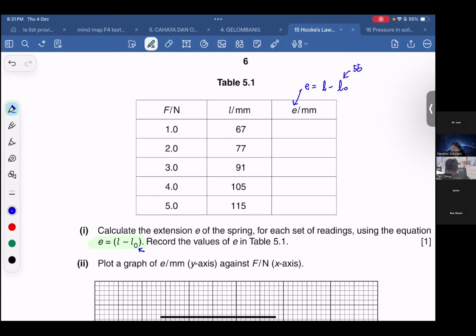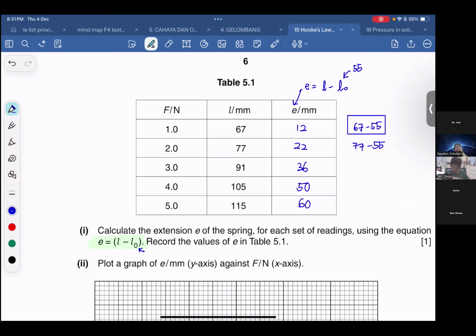Remember L0 is a constant value, the unstretched length. Just now we calculated 55. So this one, L is 67 minus 55. Of course, in the exam you no need to write. Right now I write because I want to tell you. So this answer should be 12. Then this one, 77 minus 55, you should get 22. Then continue with 36, 50, and 60.